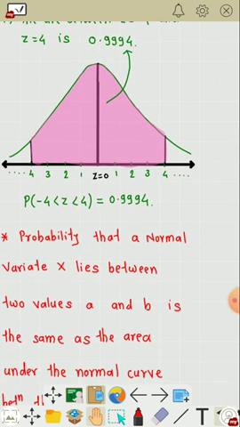And here we again observe that as the curve is symmetric, the probability of z from -4 to 0 is the same as the probability of z from 0 to 4.